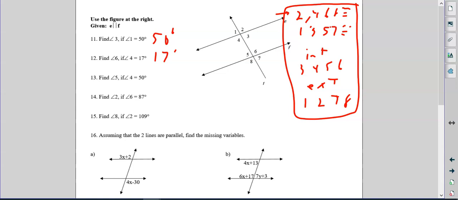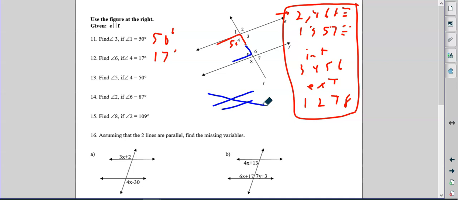Find 5 if 4 is 50. Oh, finally a mix-up. We have 50 right here. And then we have 5 right here. Well, remember, look at it. 2, 4, 6, and 8 are equal. 1, 3, 5, and 7 are equal. Therefore, 4 and 5 are obviously not equal to each other. Now, they don't look that different because it's not like you had two lines like this and one came through real drastically and we could clearly see obtuse and acute. We don't have that here.